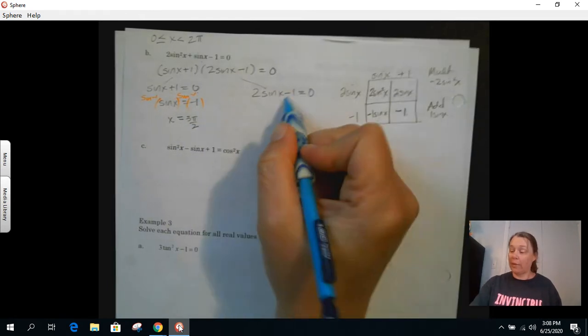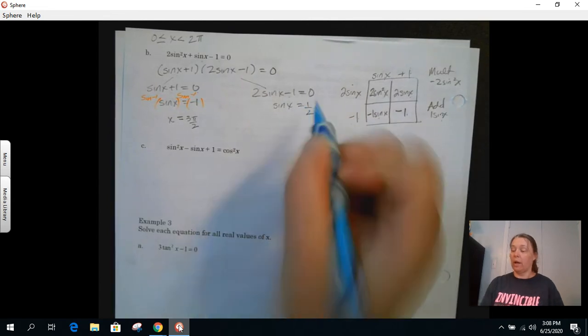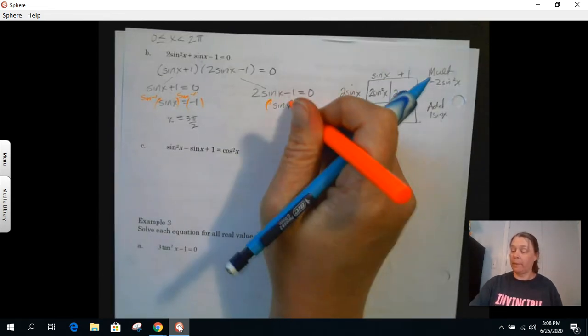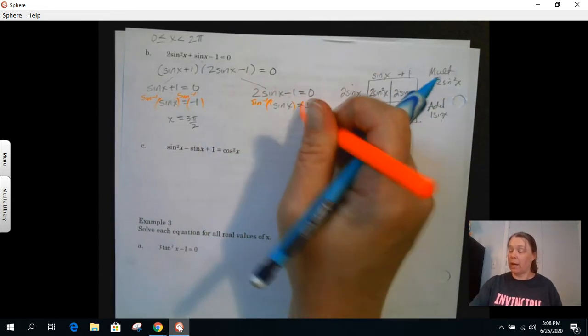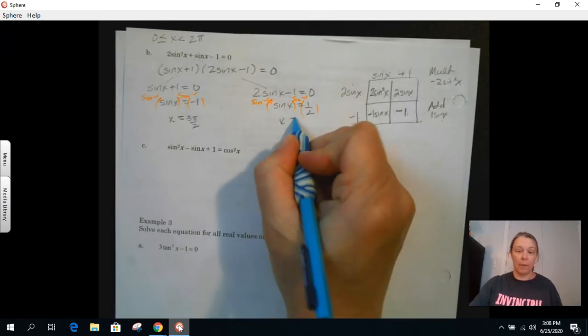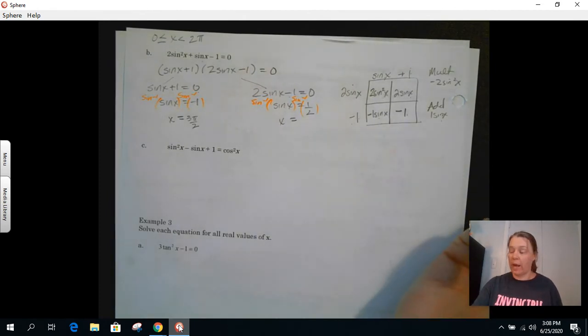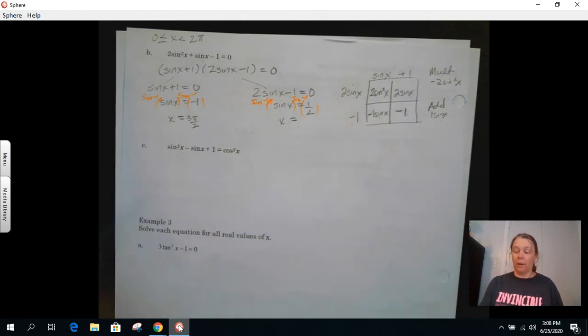Over here, I'm going to add the 1 and then divide by 2. So I'll have sine of x equals 1/2. I'm going to take the inverse sine of both sides, and I'm going to look on the unit circle. This has come up a bunch of times. It just so happened to be finding the inverse sine of 1/2, which we know is pi over 6.